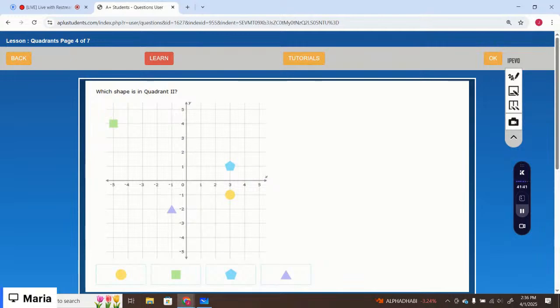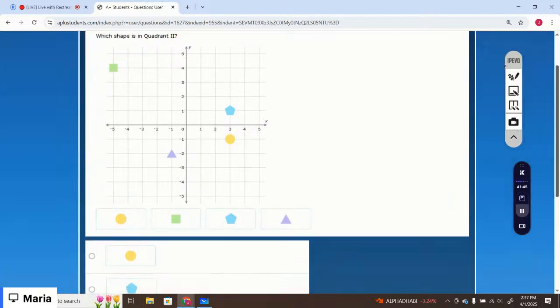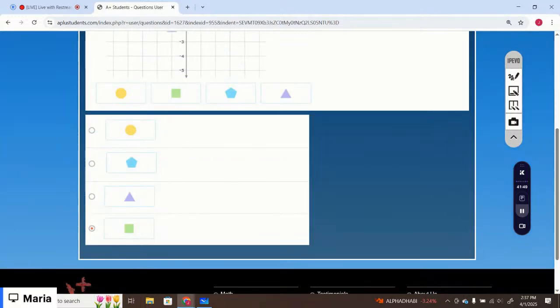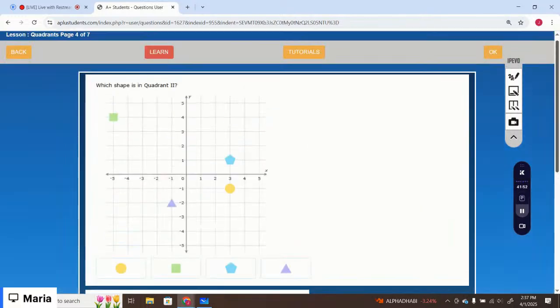What shape is in quadrant 2, which is the correct option? If in the second quadrant we have a square, option number 4 is the correct option.